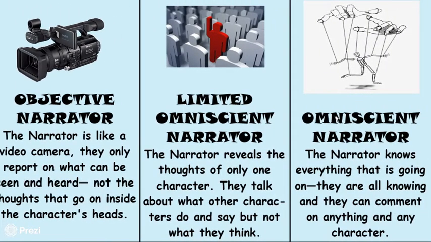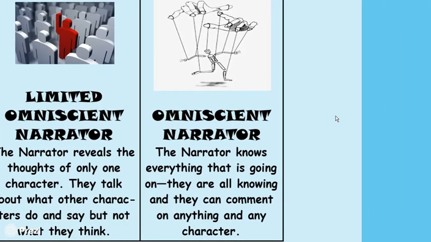For something a bit more personal, a writer can also choose to use a limited omniscient narrator. This is where the narrator reveals the thoughts of only one character, so they talk about what the other characters do and say, but not actually what they think. And then we have the omniscient narrator. So this is the narrator that knows everything that's going on. It's almost like they've got VIP access, because there's no area or character that they aren't able to explore in full detail. An omniscient narrator would be able to access the thoughts of every character in their novel or in their text, and give us the full picture.